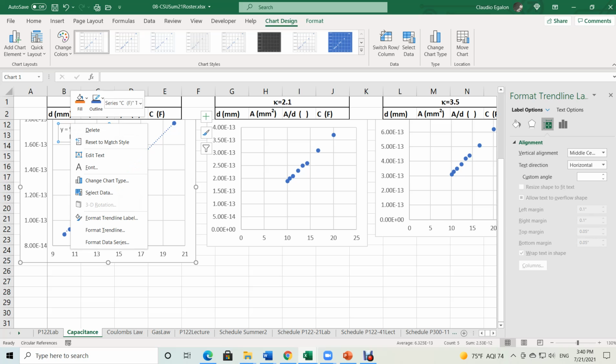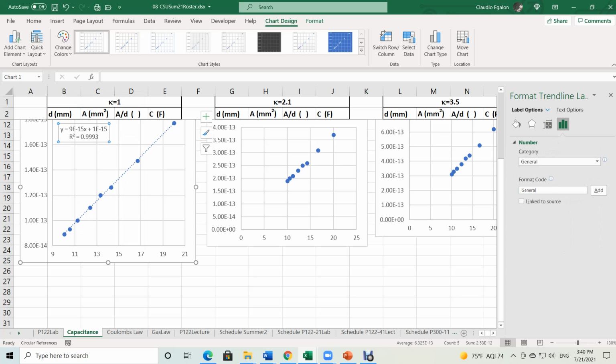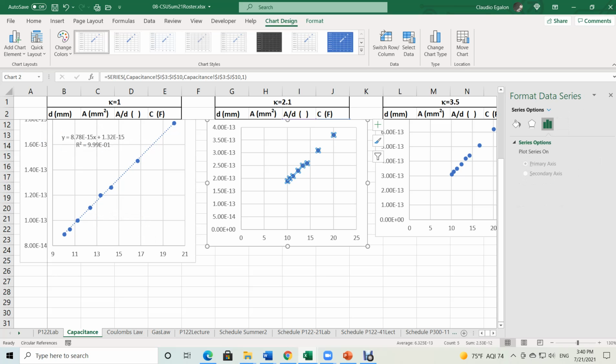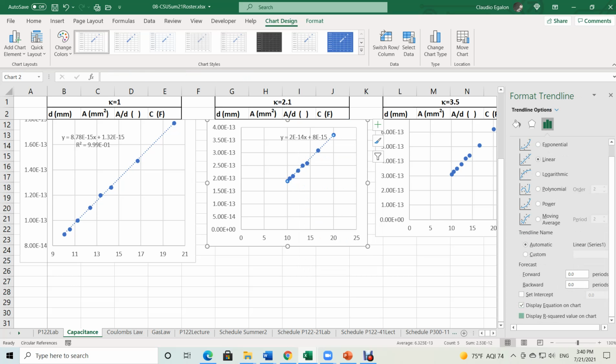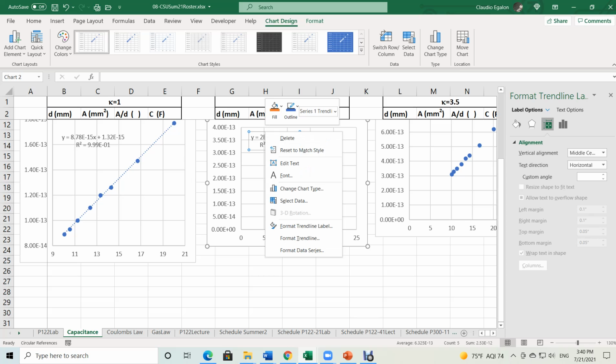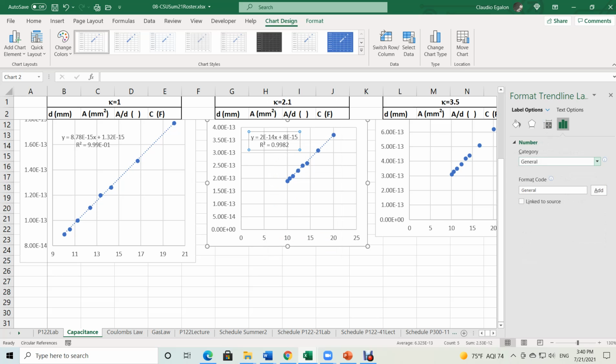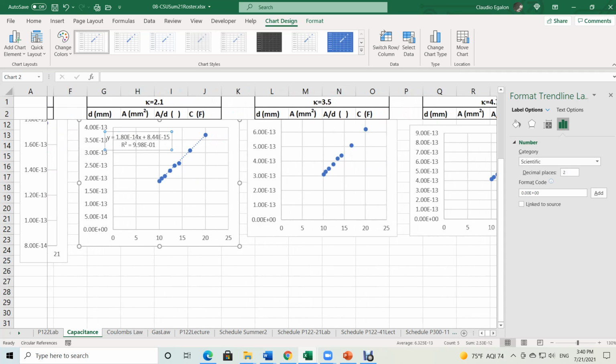I'm gonna put some more decimal places there. Format trend line label, general, scientific 2. Good. 8.78 times 10 to minus 15. Don't forget the units. Here's the same thing. Add trend line. Here you go. Format trend line label. We're gonna put in scientific format. Good. 1.8 times 10 to minus 14. It has a steeper curve.